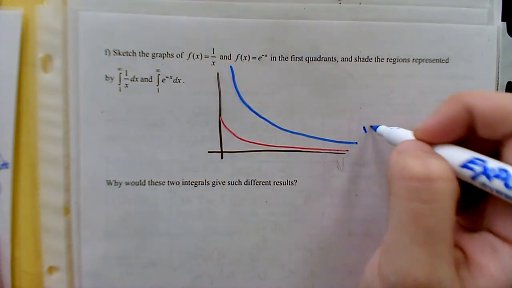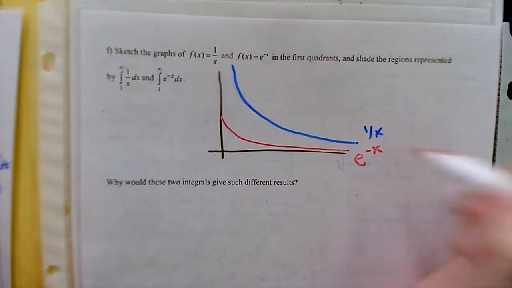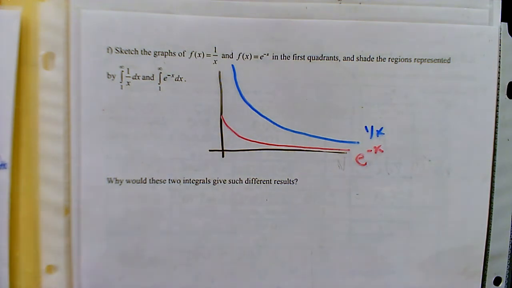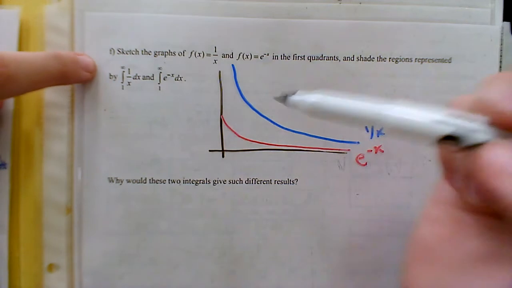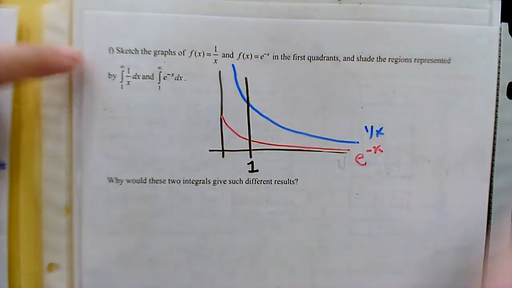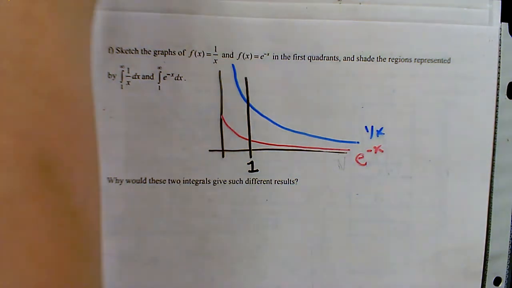I think the top function was 1 over x, and then the bottom function was e to the negative x. Okay, so those are the graphs. It also wants us to sketch or shade the region, the area that we're trying to figure out with this integral. They're both going from 1 to infinity, so we'll draw in an understood x location of 1. And we're going to shade the area underneath those graphs towards infinity.